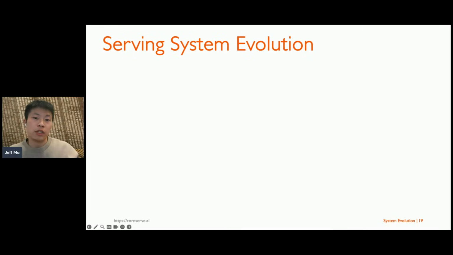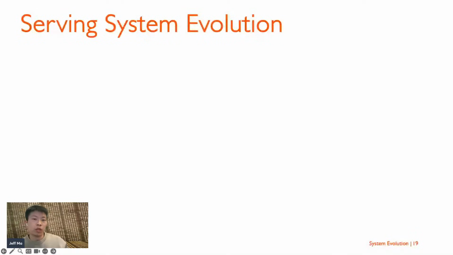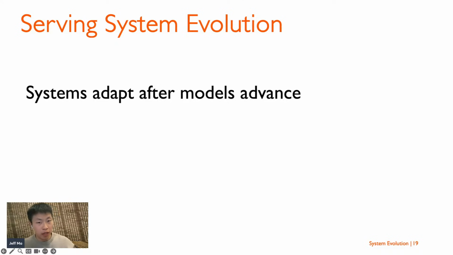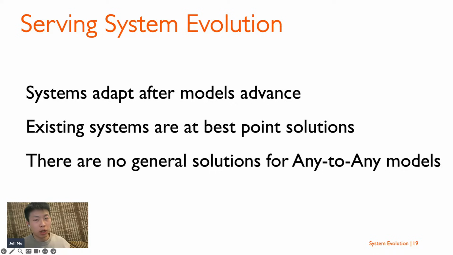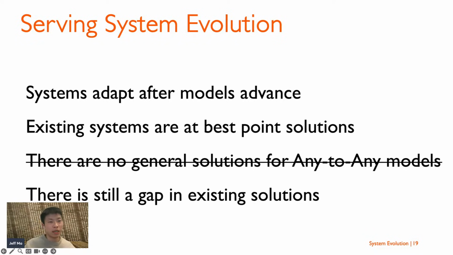So looking at these serving systems and their evolution history compared with the model advancement history, we see that systems adapt after models advance, and existing systems are best solutions for a subset of models under a subset of workloads. There are no general solutions for any-to-any models. Well, shortly after we announced Cornserve, vLLM Omni showed up, so I cannot claim that there are no existing solutions anymore, but still, there's a gap in existing solutions. The purpose of this talk is Cornserve, and I'm happy to discuss vLLM Omni at the end of this talk.